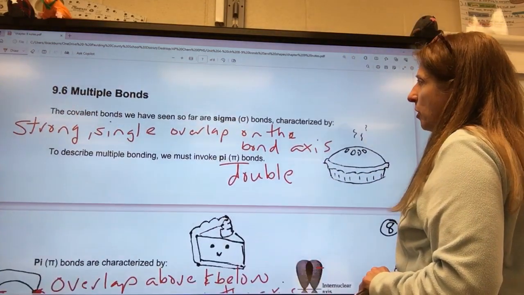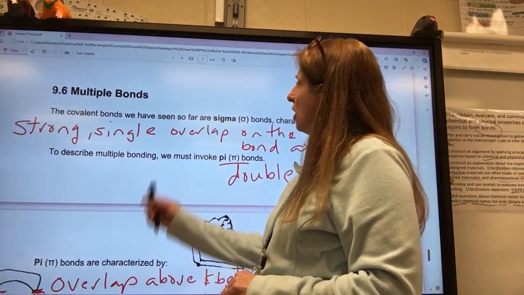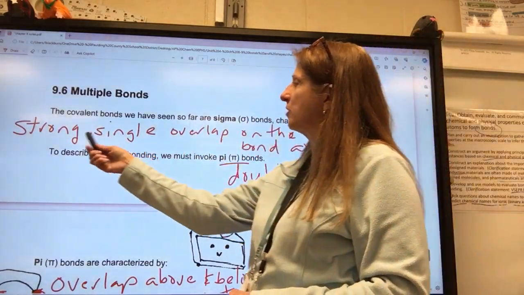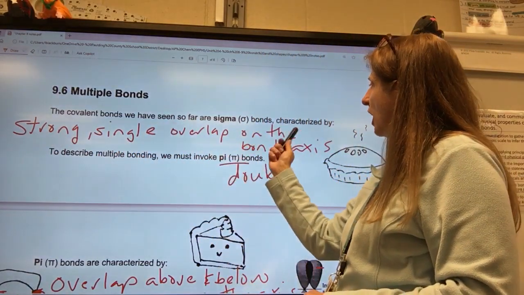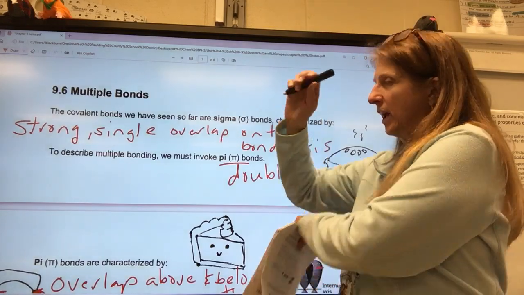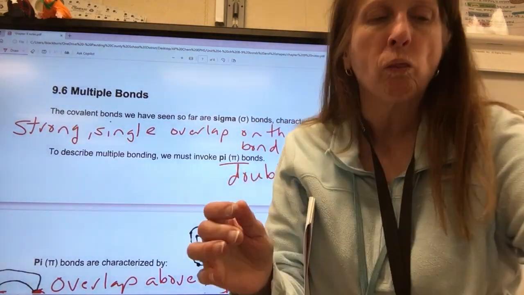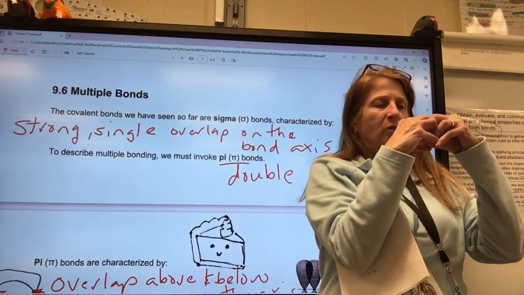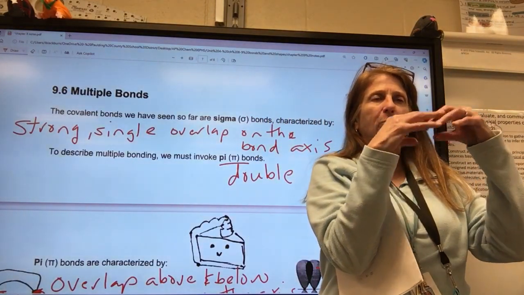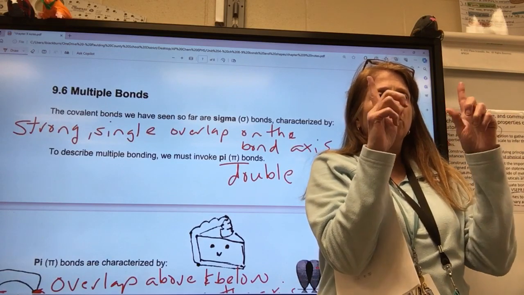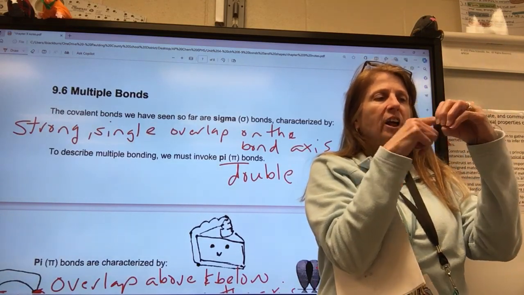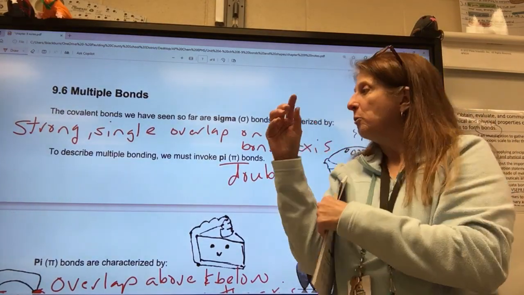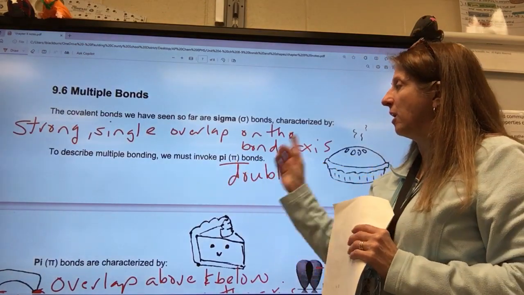Okay, now we're going to talk about what multiple bonds are like. So, what we've seen so far are single bonds, sigma bonds. They're characterized by strong single overlap on the bond axis. Okay, so you've got a single bond, you've got 2 s's, they do the Venn diagram, they overlap. If you were to draw a radius line from the center of these spheres, there would be a line that would go right through that bond. Okay? But there's another kind of bond called pi bonds.